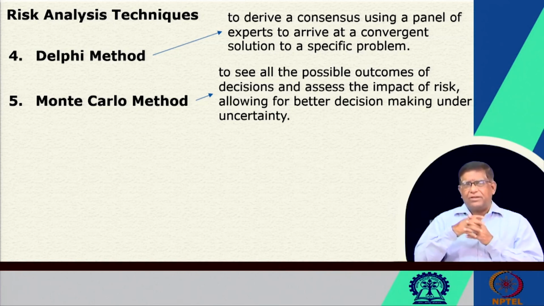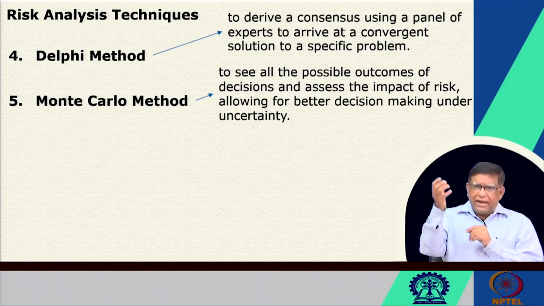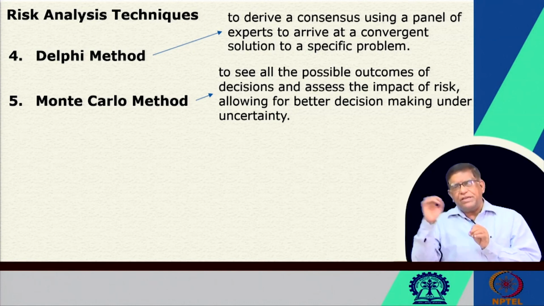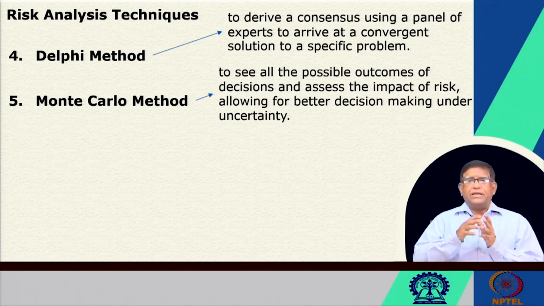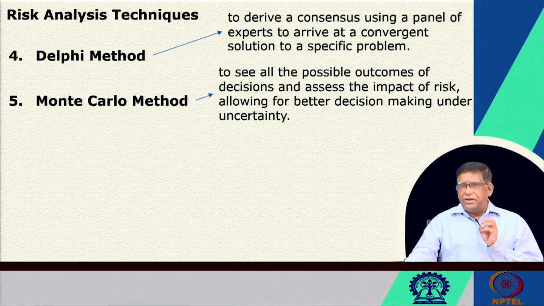Then there is another technique you use, called the Delphi method, where you derive a consensus using a panel of experts to arrive at a convergent solution to a specific problem. You ask the opinion of the experts, and then you statistically analyze the responses that come in. And there is another very important and most widely used method, the Monte Carlo method. In the Monte Carlo method, they simulate situations to see all the possible outcomes of a decision and assess the impact of risk, allowing for better decision making under uncertainty.